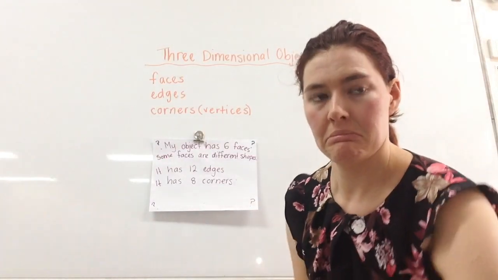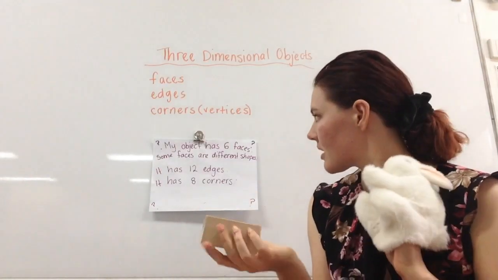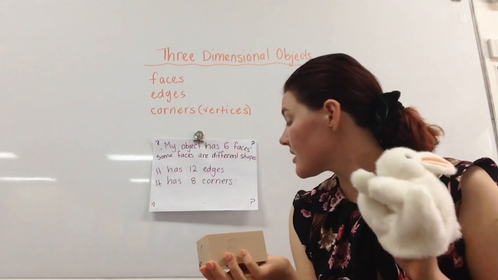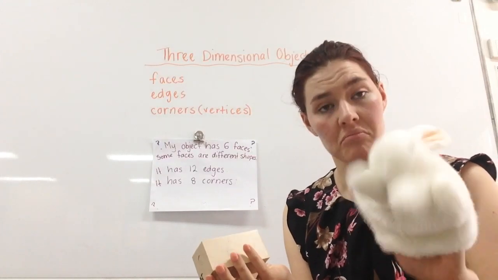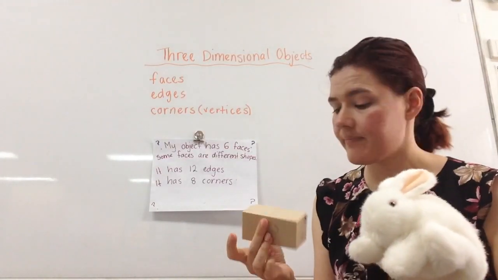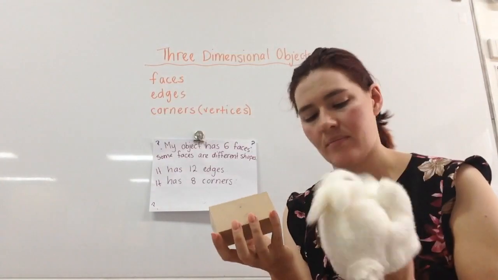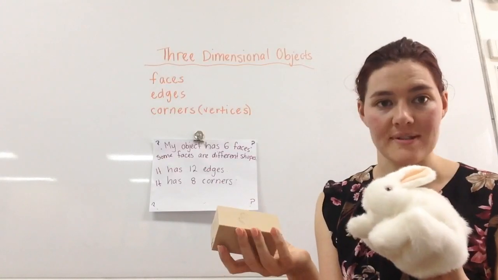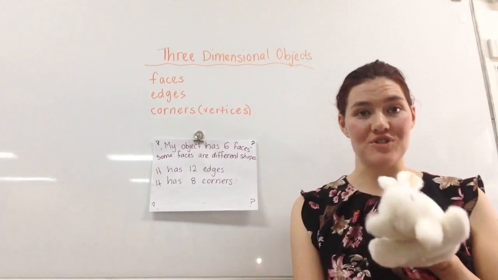Oh. Let's have a look. My object has 6 faces. You're right, it does have 6 faces. 12 edges. It does have 12 edges on it. And 8 corners. Good job, Bunny, you found it the second time. I was describing a rectangular prism. Okay, now Bunny did a pretty good job of that.